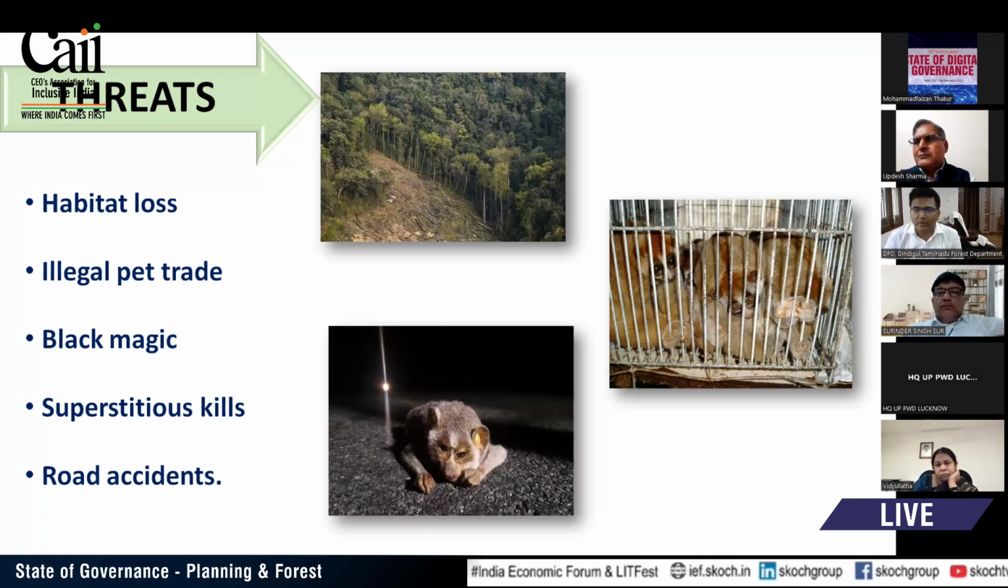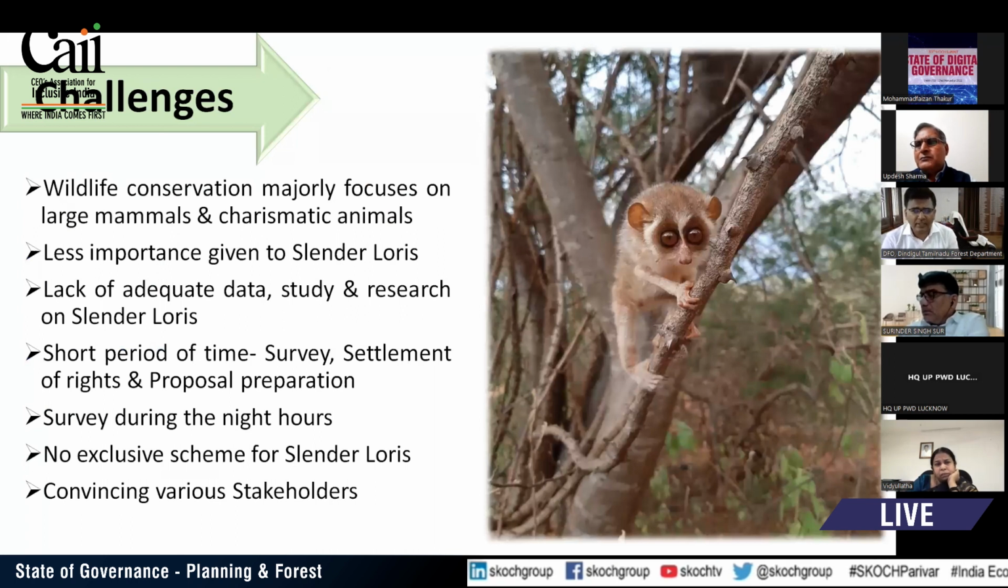Due to the intervention of local NGOs and the forest department, we want to take away those beliefs from the local communities. Now things are improving, but even then there are cases of illegal pet trade for black magic and superstitious killings. Due to some road formation inside the reserve forest area, some road accidents are also happening. In order to prevent those threats, we also faced many challenges.